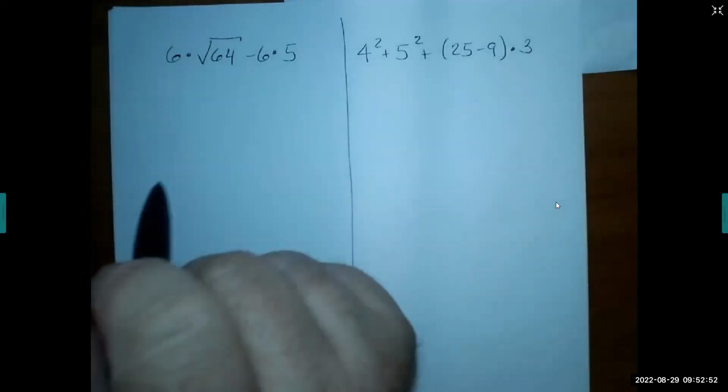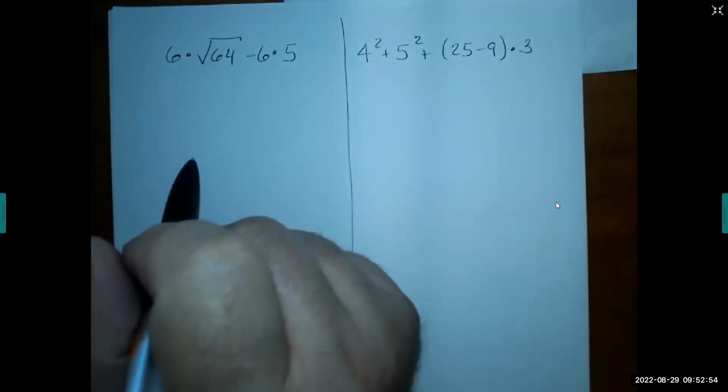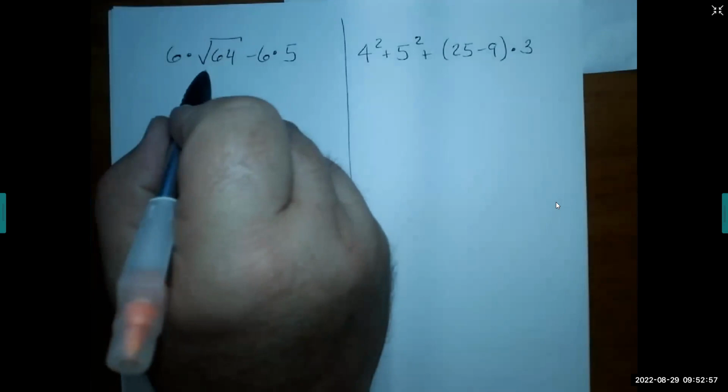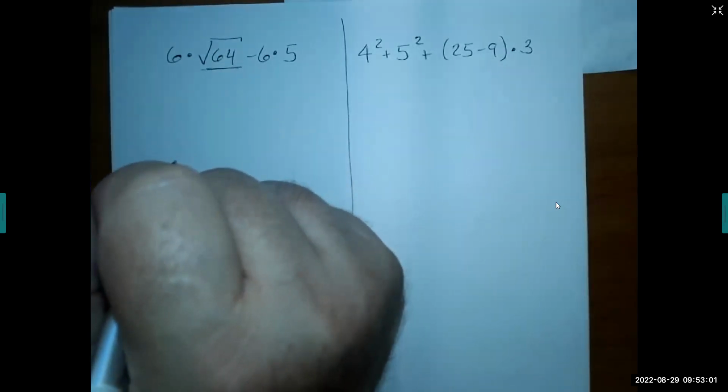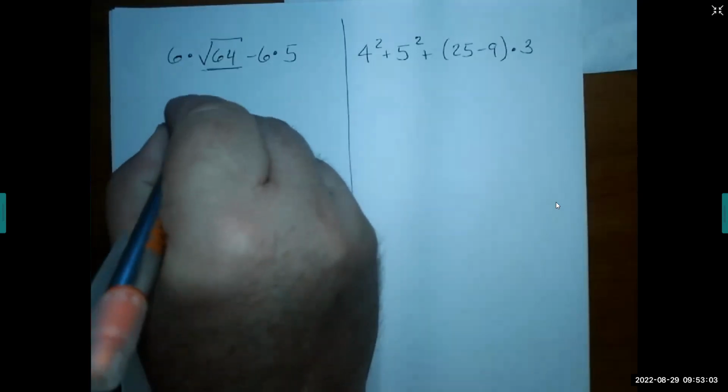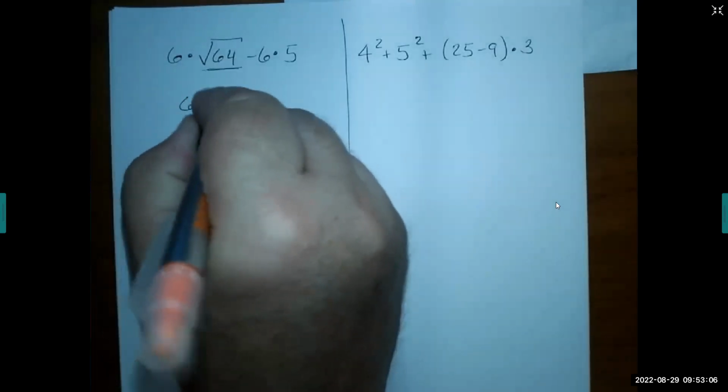So in the first one, what do you have to do first? Reading left to right. Any special operations? The square root. So what's the square root of 64? 8. Very good. So square root of 64 is 8.